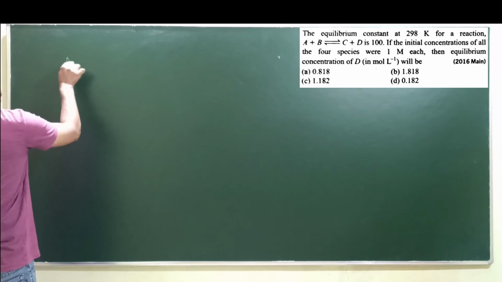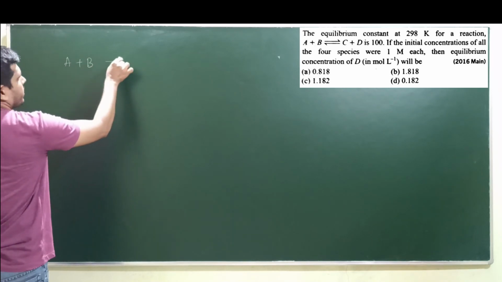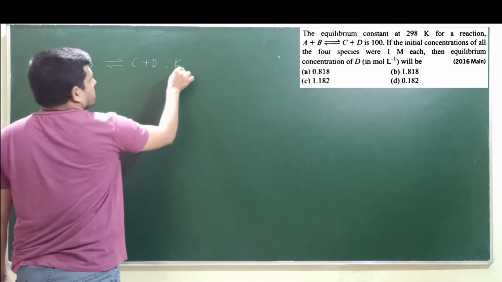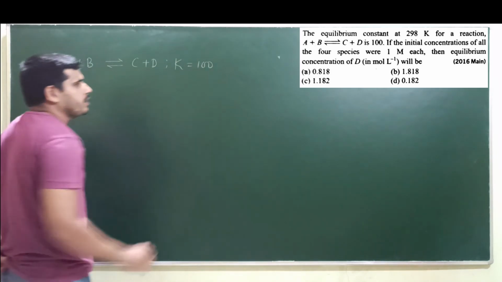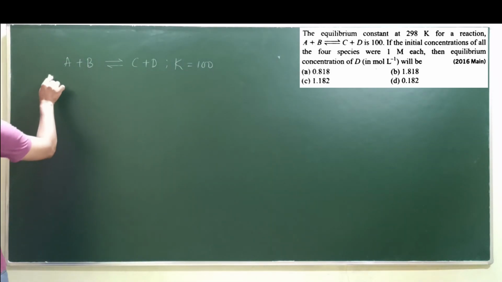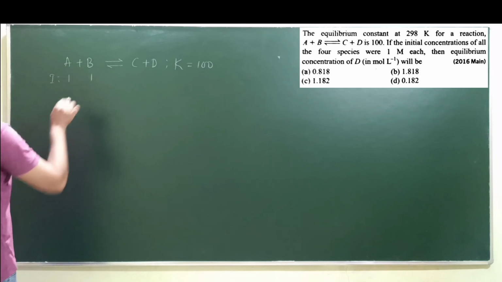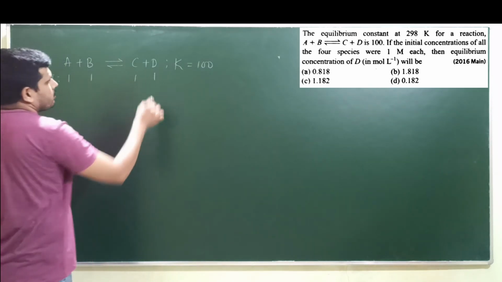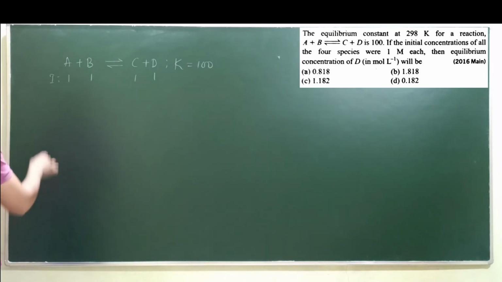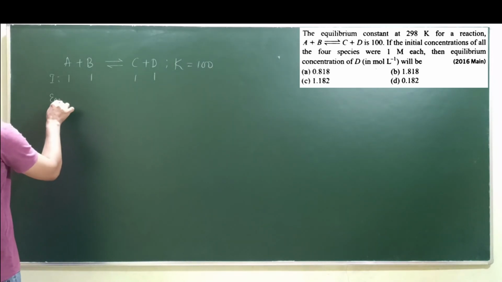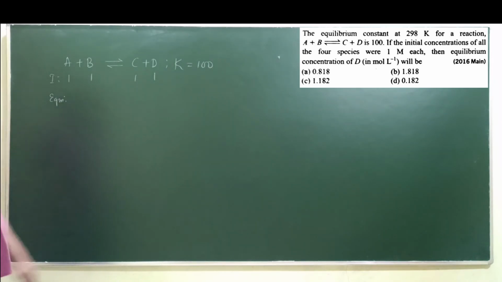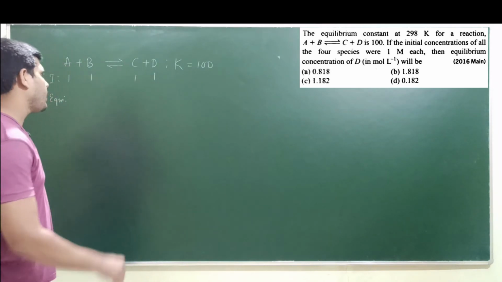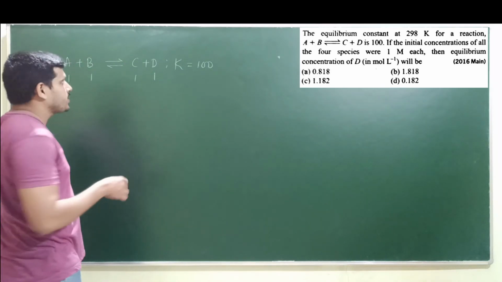Let us write the reaction. A plus B giving C plus D. Equilibrium constant K equal to 100. So it is told that initially we are starting with a 1 molar solution of each, or 1 mole is fine. So we are having 1 mole of the product as well, each. So at equilibrium, what happens? Let X molar be the increase in concentration of C. So X molar is the increase in concentration of C.